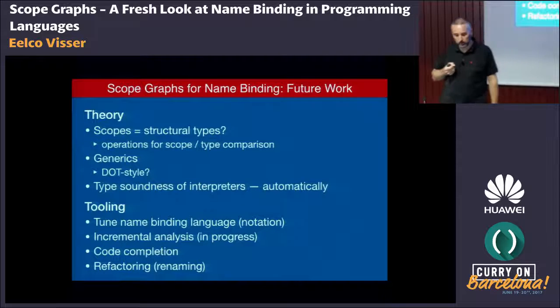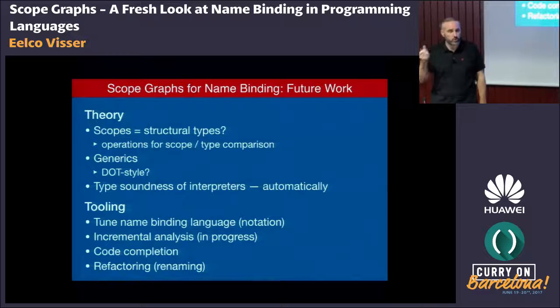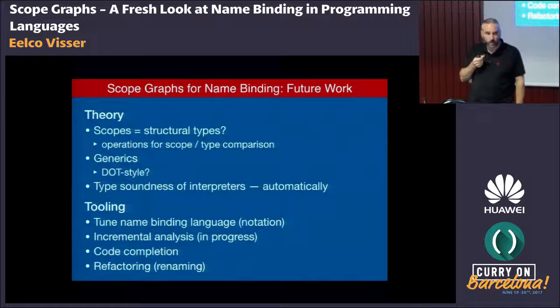So there's still room for future work. These scopes are really interesting as a model for structural types, but that requires operations on comparing scopes. We are still struggling with generics, but inspired by dependent object types, there seems to be a solution there. We're working on type soundness of interpreters automatically, and that is progressing well. And there's a bunch of things to do in getting tooling more performant, doing incremental analysis, etc.